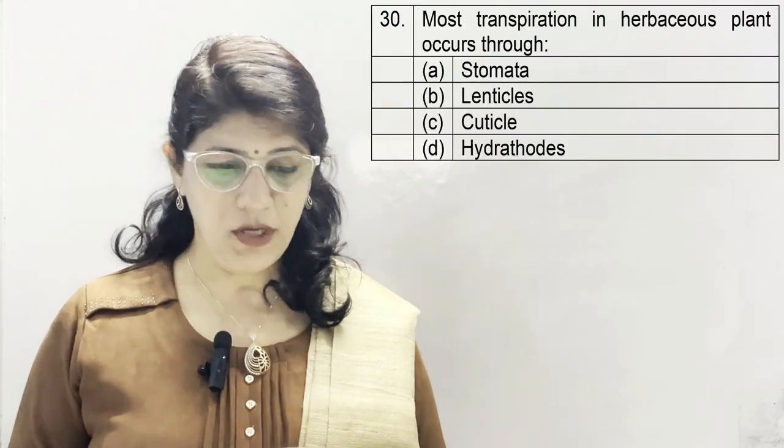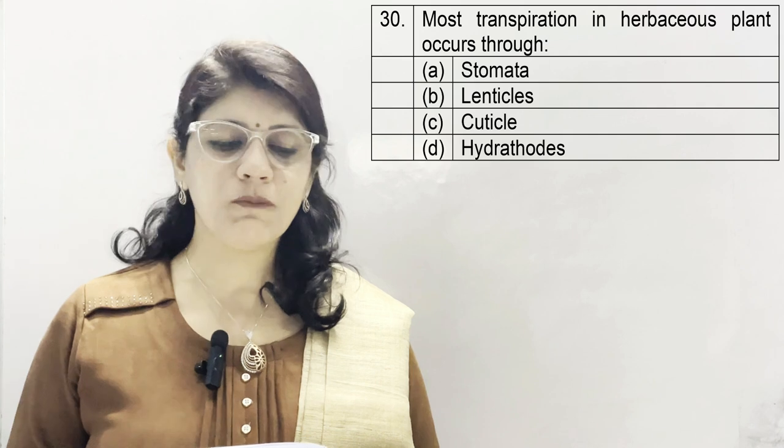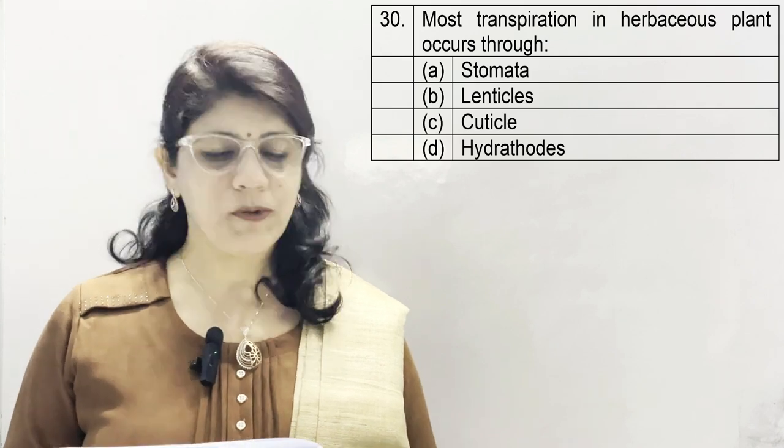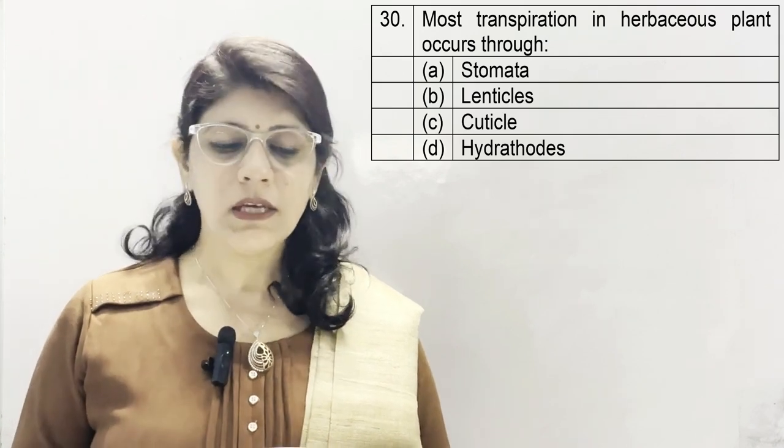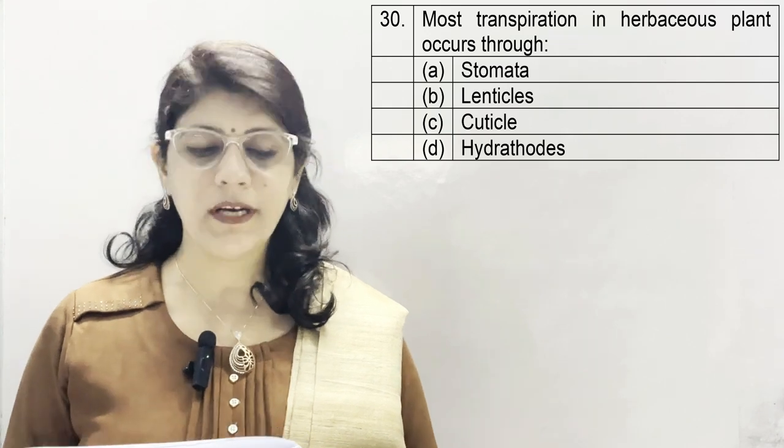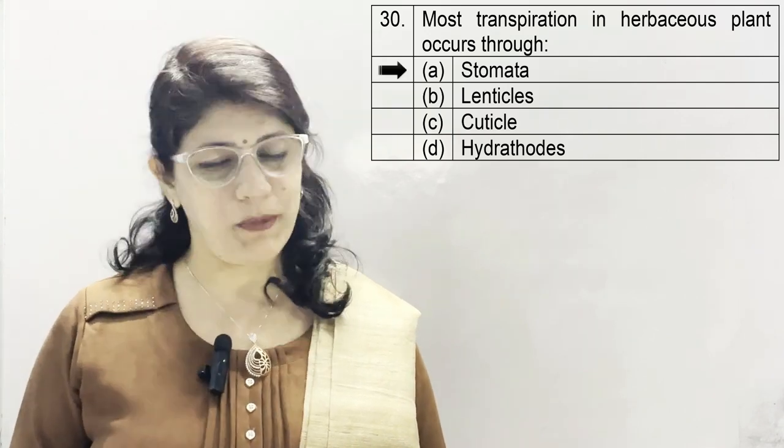In question number 30, most transpiration in herbaceous plant occurs through A option stomata, B lenticels, C cuticle, and D hydathodes. And the correct option is A, which is stomata.